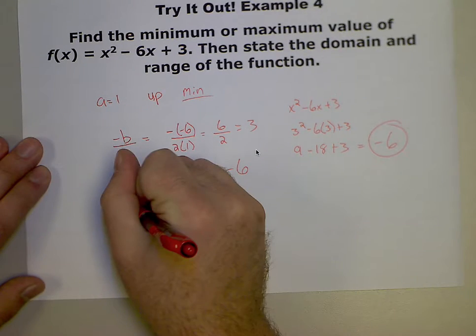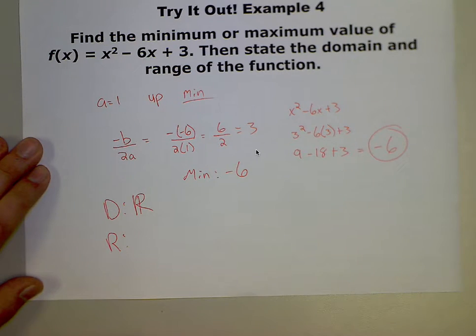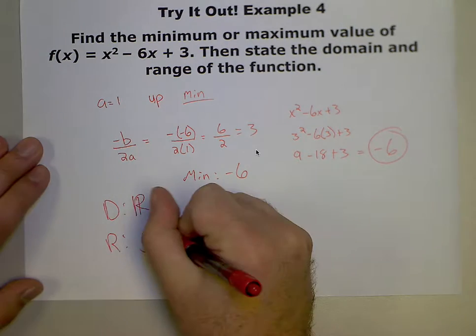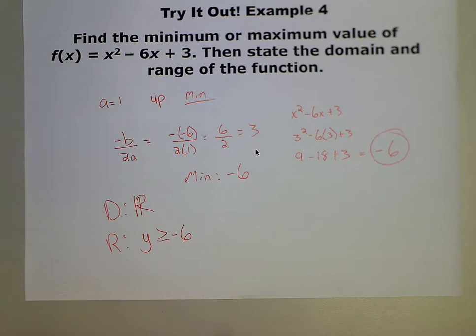Now I want to state my domain and range. My domain should be nice and easy. That's all real numbers. My range here is going to be y is greater than or equal to that minimum, which is negative 6. Okay?